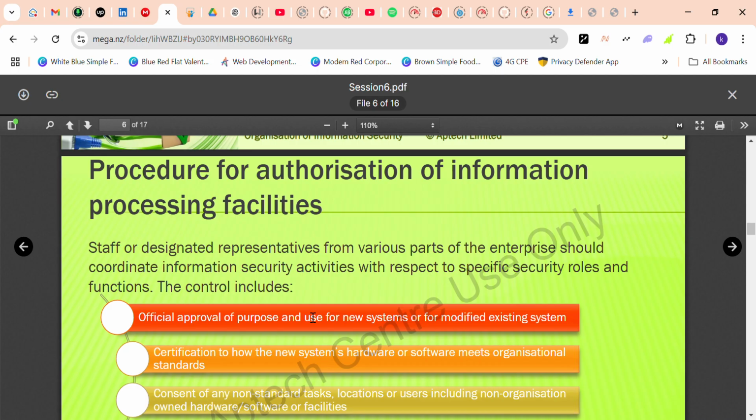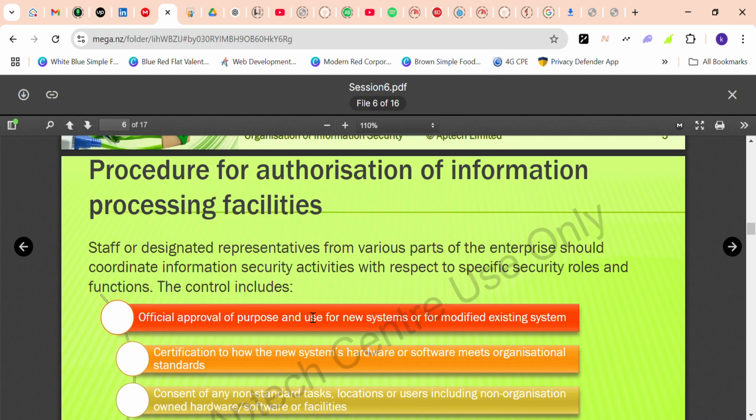We are talking about the procedure of authorization of information processing facilities here. Maybe you want to bring in new devices or upgrade your old devices; you have procedures you have to follow, and the authorization on how we are going to upgrade them, the modification, or how the official approval will come into place. So, the official approval of the purpose and use of a new system, or modification of an existing system. And number two, certification of how the new system, hardware or software, meets organization standards. You need certification for that.